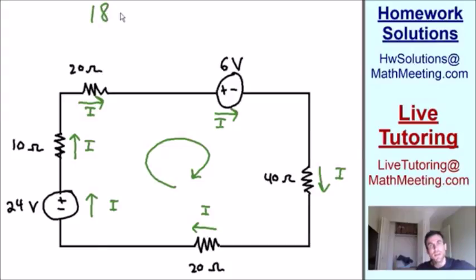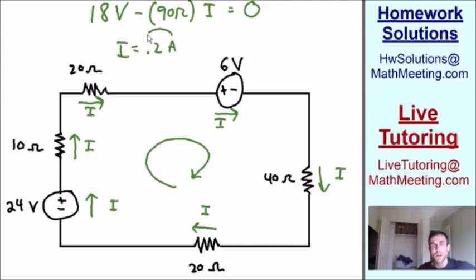All right, so we have a positive 18 volts minus 90 ohms times our current is equal to 0. If we add 90i to both sides of this equation and then divide both sides by 90, we're going to get I is equal to 18 over 90, or 0.2 amps. So our solution, our current running through this circuit, is equal to 0.2 amps. And because our current is positive, that means we have chosen the right direction of this current. We know that the current is going to flow in a clockwise direction.